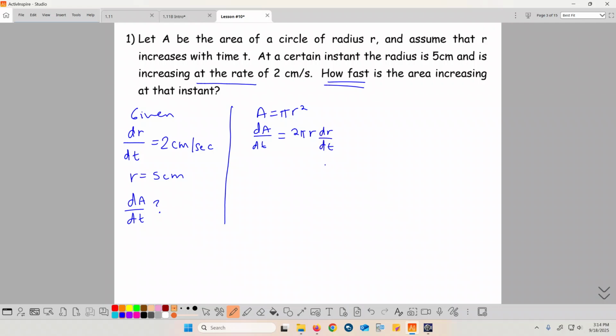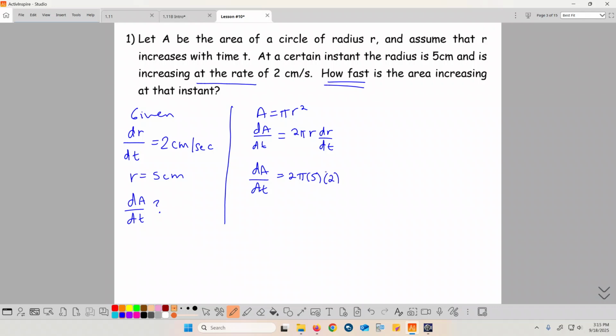Now that we've differentiated implicitly, we should be able to plug in our particulars. We're looking for dA/dt, so we don't have anything to plug in there, but we do know the value of r, right? That's 5. So I'm going to say 2 pi times 5. And we also know dr/dt. That was the rate at which the radius was increasing, and so that's going to be a 2 that we plug in here.